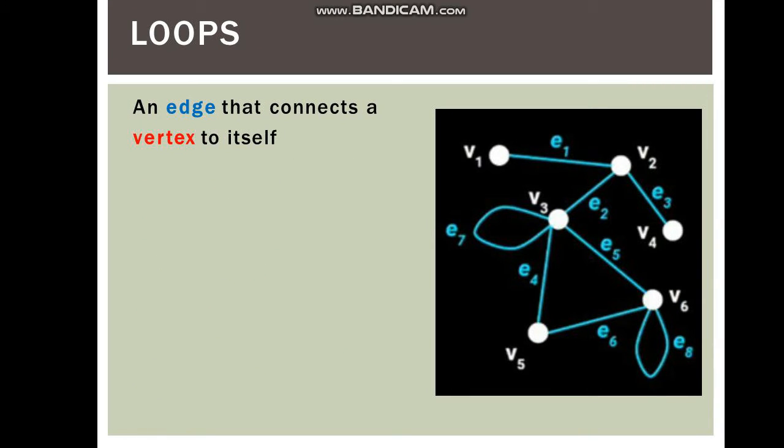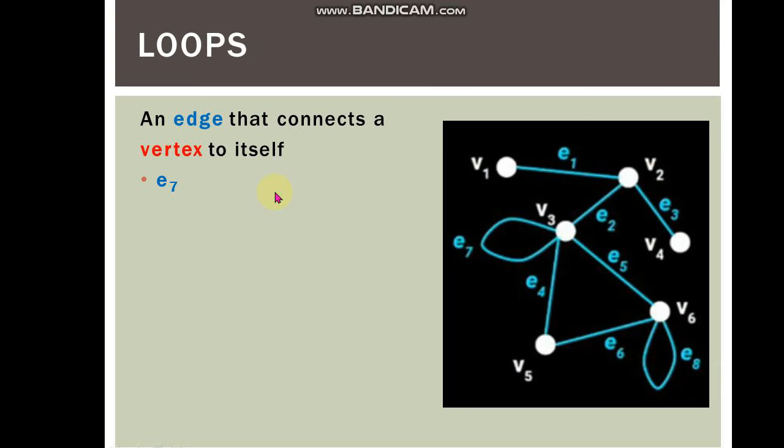Loops. What is loops? An edge that connects a vertex to itself. Like this graph, for example, E7 connects a vertex to itself, and E8.